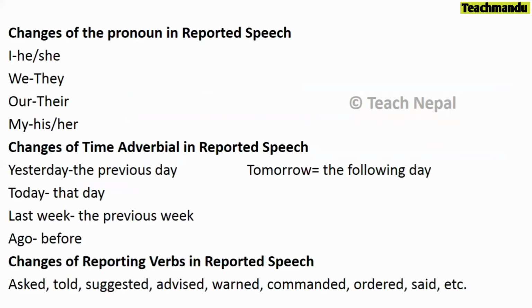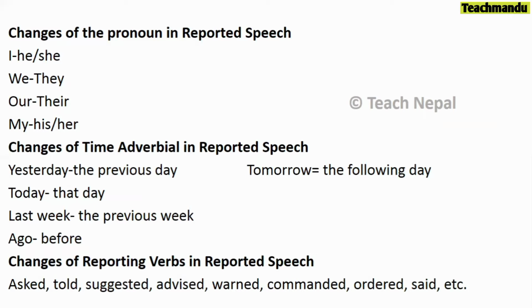So what changes, let's see here, right? I, if there is I, we should change it into he or she. We, they, our, their, my, his or her. Next, we can see the changes in time adverbials. Yesterday into the previous day or the day before, tomorrow, the following day, today, that day, last week, the previous week. Then ago into before, but not before into ago.